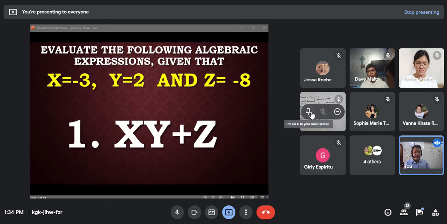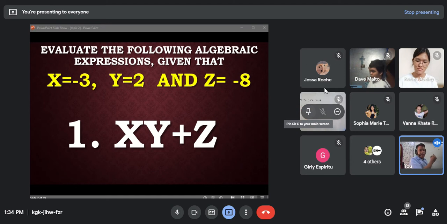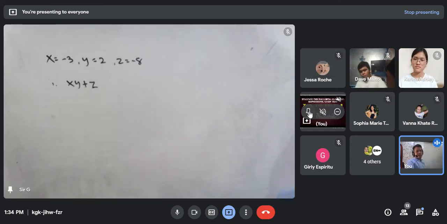Okay, so tingin tayo dito sa second screen. Paano yun? Tingnan natin. So we have x equal to negative 3, y is equal to 2, and z is equal to negative 8. Okay, so number 1 will be xy plus z. Okay, so Sophia, sige, tingin tayo dito sa second screen. Anong kadalasang ginagawa dito?